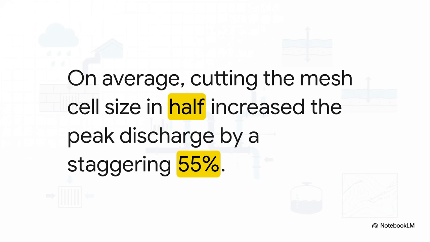On average, just by making the digital map twice as detailed, say going from 200-foot squares down to 100-foot squares, the predicted peak flood flow jumped by a staggering 55%. It was by far the most sensitive knob they could turn.